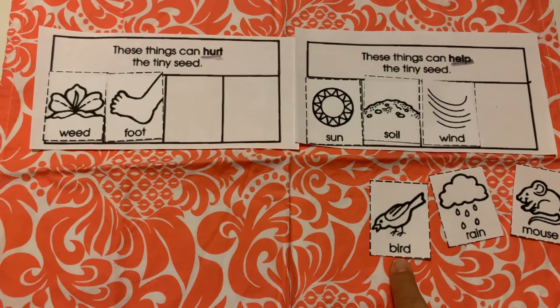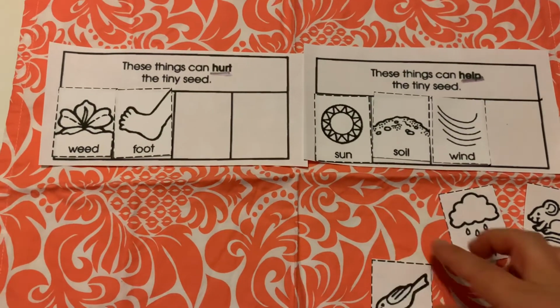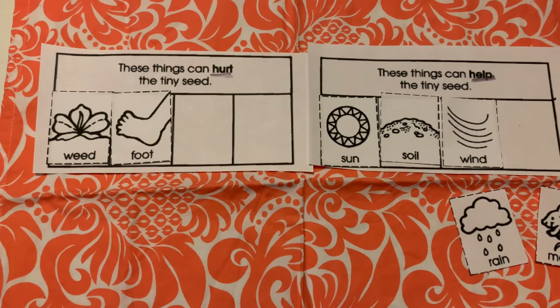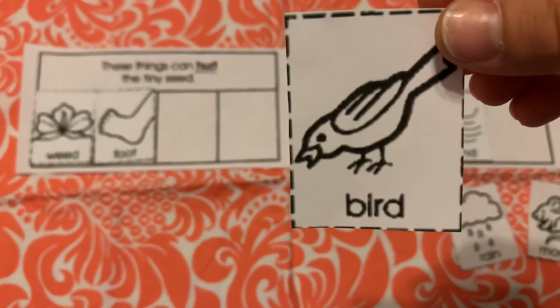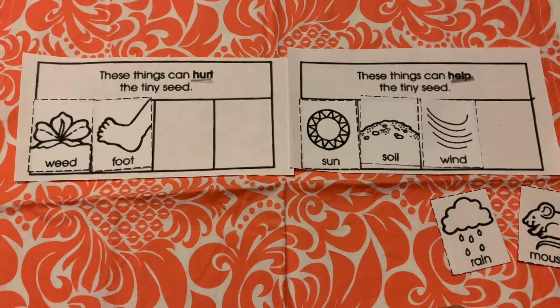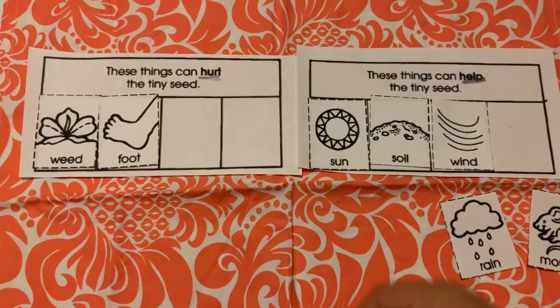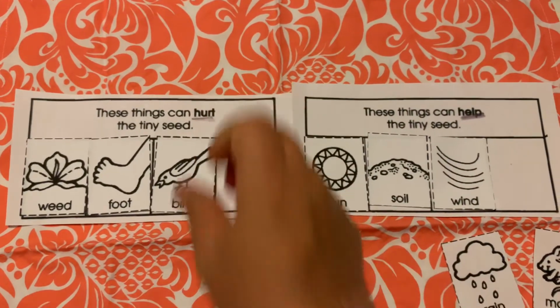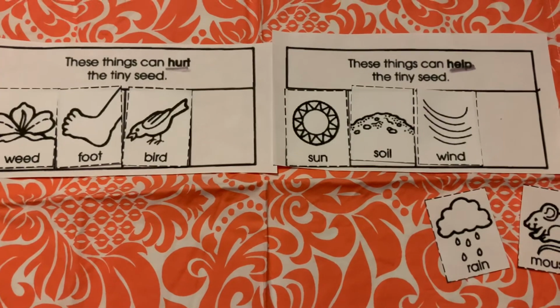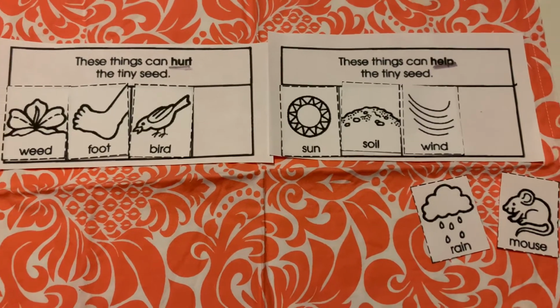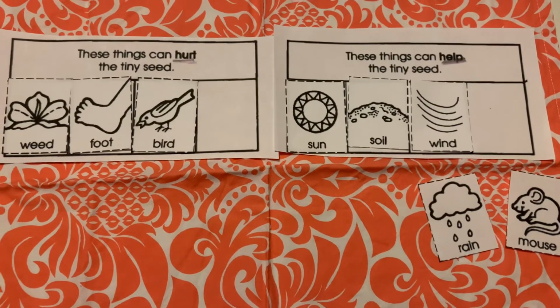The bird. Was the bird helpful or hurtful? Did the bird hurt or help the tiny seed? Shout it out real quick. That's right, the bird hurt the seed because the bird ate the seed. And if the seed is eaten, it can't grow.